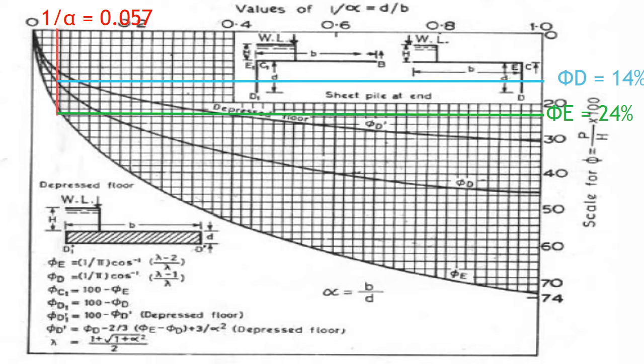In this slide, the usage of Khosla's chart to find out the pressures for the downstream pile is shown. We have to find out the values of phi E and phi D. For that, first we have to find out the value of 1 by alpha, that is equal to d by b, where d is the depth of the downstream pile, this is small d, and b is the length of the floor. So we got 1 by alpha as 0.057, and corresponding to this value, we have to find out the values of phi D and phi E from the curve. This is the phi D curve, and this is the phi E curve. So corresponding to 0.057, the phi D value is 14%, that is this blue line, and phi E value is 24%, that is this green line.